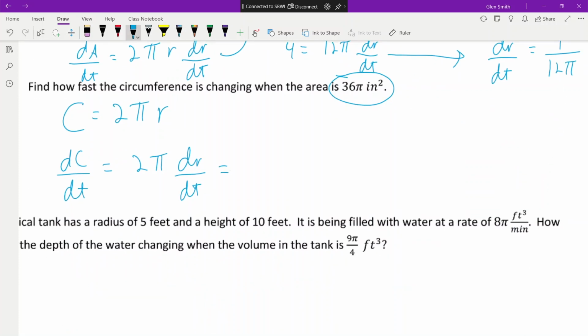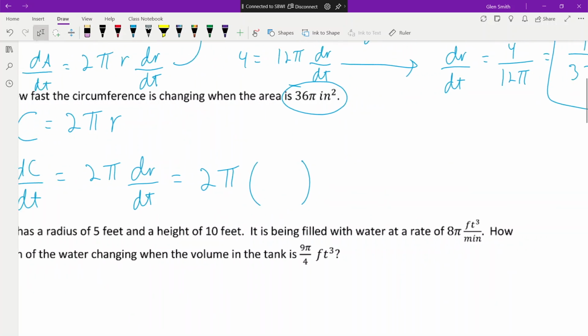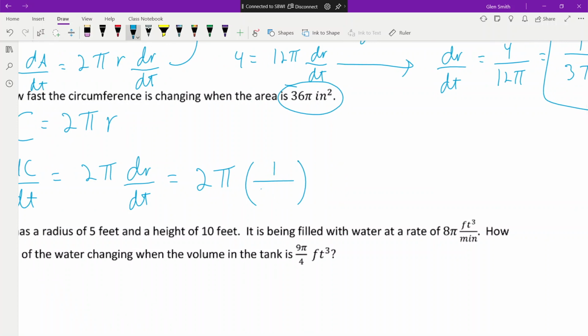And since we want dC/dt, I need to find dr/dt, which we already found. If we hadn't found that, we'd have to go back and find it somehow. But dr/dt was just 1 over 3 pi. And the pi's cancel there, and we're left with one of our favorite numbers, 2/3. And because circumference is a length, gang, that's measured in inches per second, because it's the rate of change.